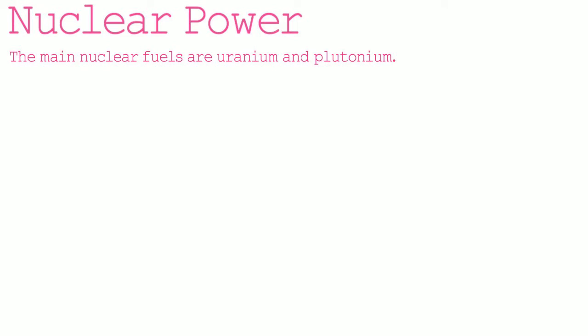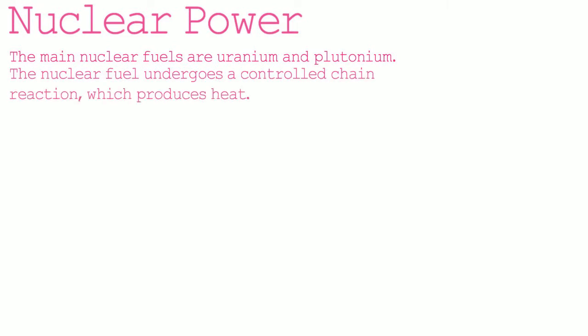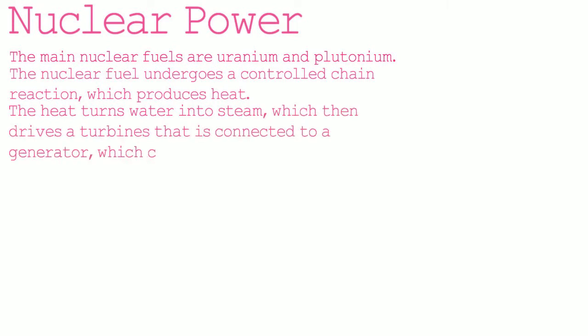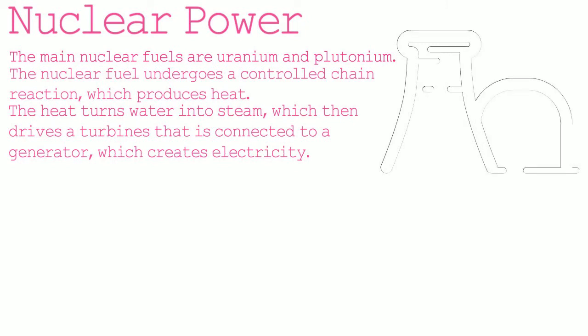Uranium and plutonium are non-renewable energy resources because there is only a finite amount of them in the world, and when they run out, they run out. The nuclear fuel undergoes a controlled chain reaction, which produces heat. The heat turns water into steam, which then drives a turbine that is connected to a generator, which generates electricity.